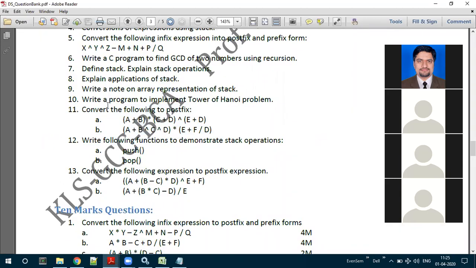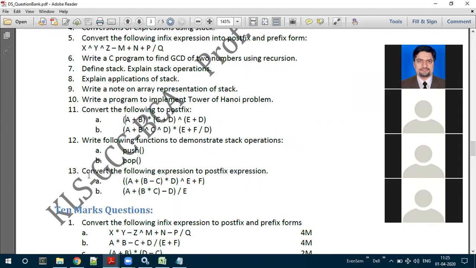So what they have given: convert the following to the postfix expression. So first one and second one. This question is asked for 5 marks. Now how is the evaluation done? If you solve both the expressions correctly, then 5 marks will be given. Suppose one is correct and one is wrong, then you get 3 marks. That is how the evaluation will be done.